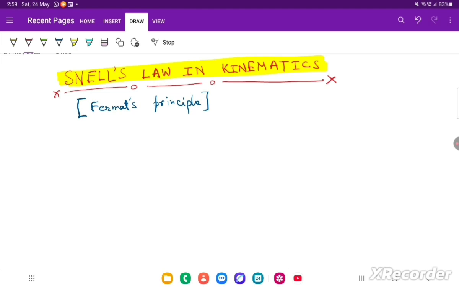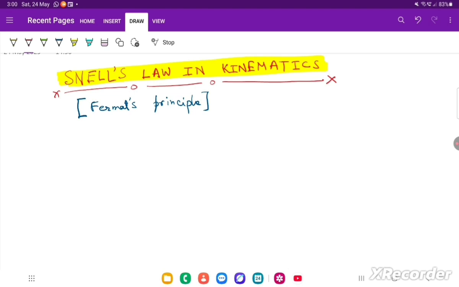So you must be wondering how is it possible, but we'll explore this through this video. Snell's law is very helpful in kinematics problems as well, and it is basically based on Fermat's principle. So we will do some problems as well. I'll cover one IRODOV problem in this video and also one pathfinder problem in this video, or maybe in another video based on the same concept.